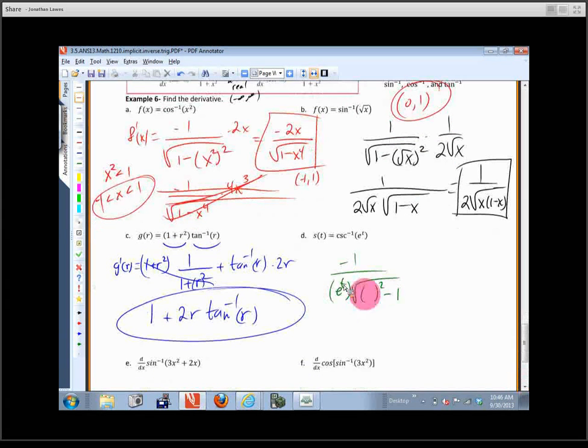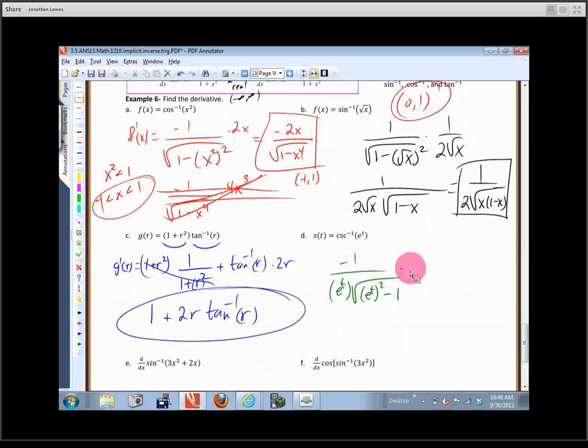e to the t, e to the t. Done? Nope, because now we have to carry out the chain rule. Now we're finally getting to differentiate the inside. That's going to be e to the t. So the cool part about this, negative 1, square root e to the 2t minus 1.